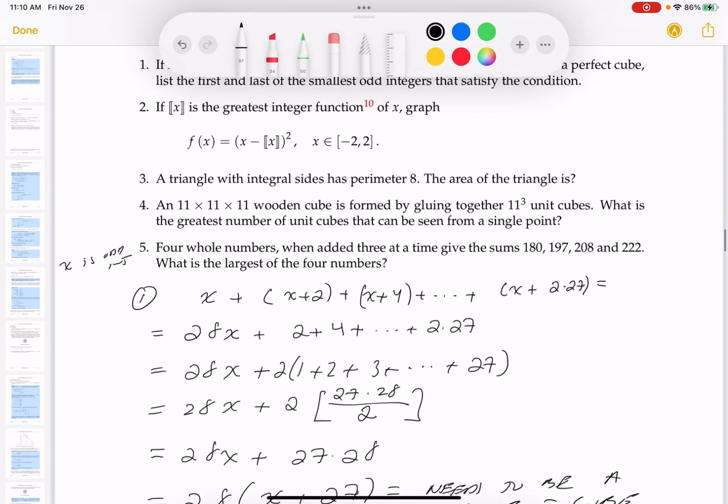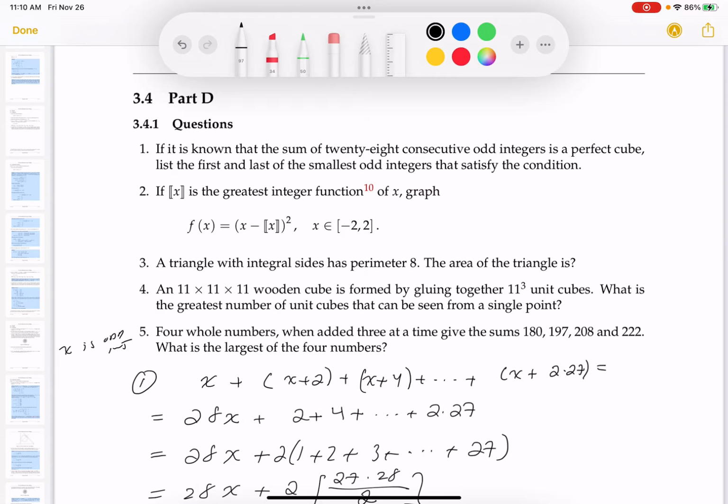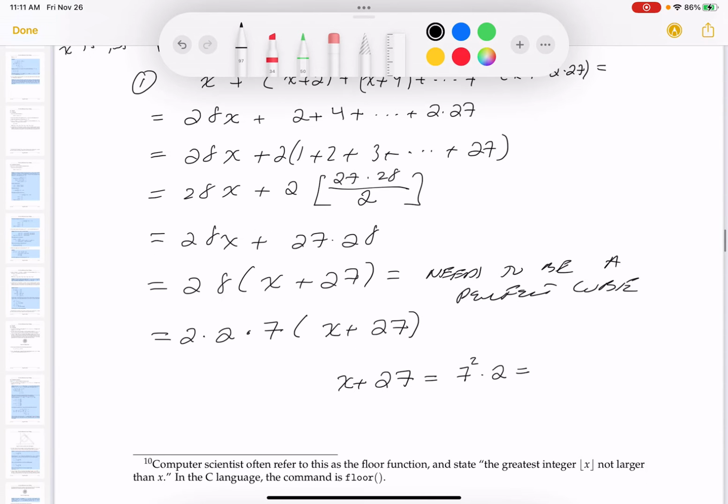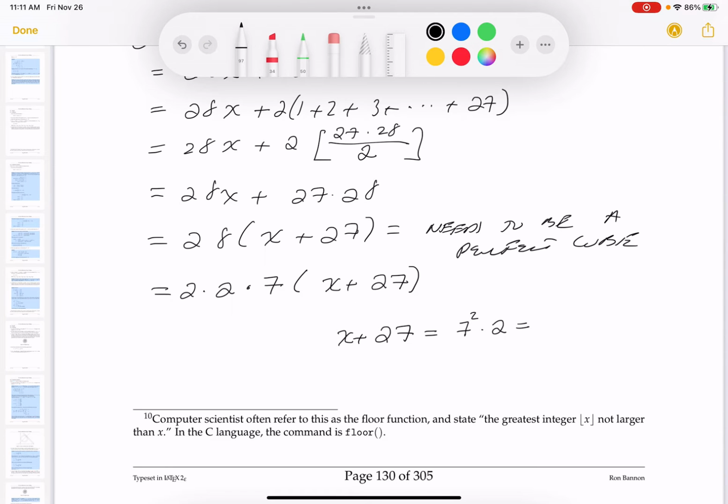Let me just make sure I'm reading this correctly. It's known the sum of 28 is a perfect cube. List the first and smallest odd integers. Oh, list the first and last of the smallest. Oh, good. So I just do the minimum. That's what I'm looking for over here.